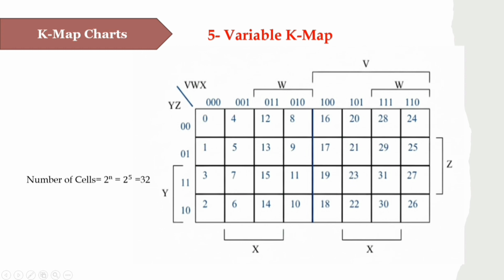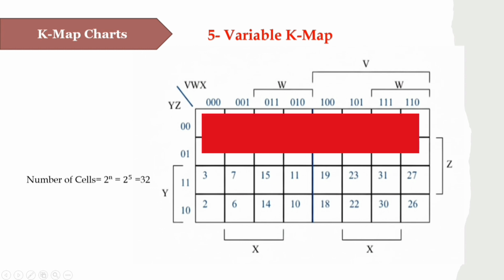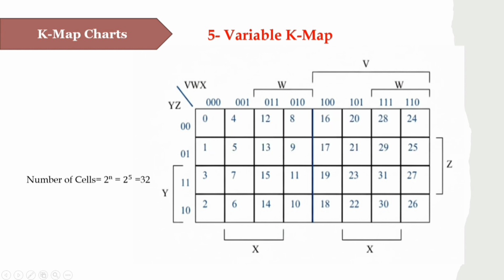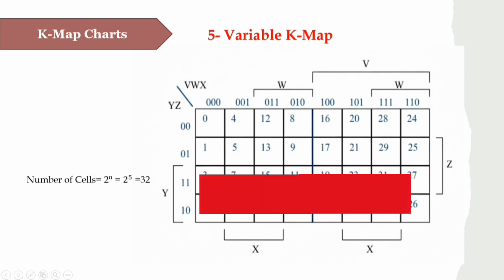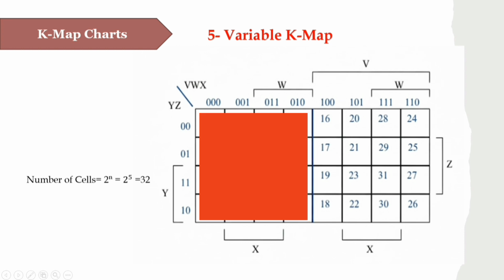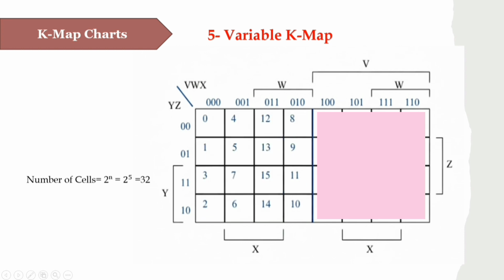An 8-cell group appears as half of a row or half of a column or wraparound rectangular blocks. And the 16-cell group appears as the entire upper half of the map or the entire lower half of the map, or the left half, meaning 4 columns, or the right half, meaning 4 columns in the K-map.